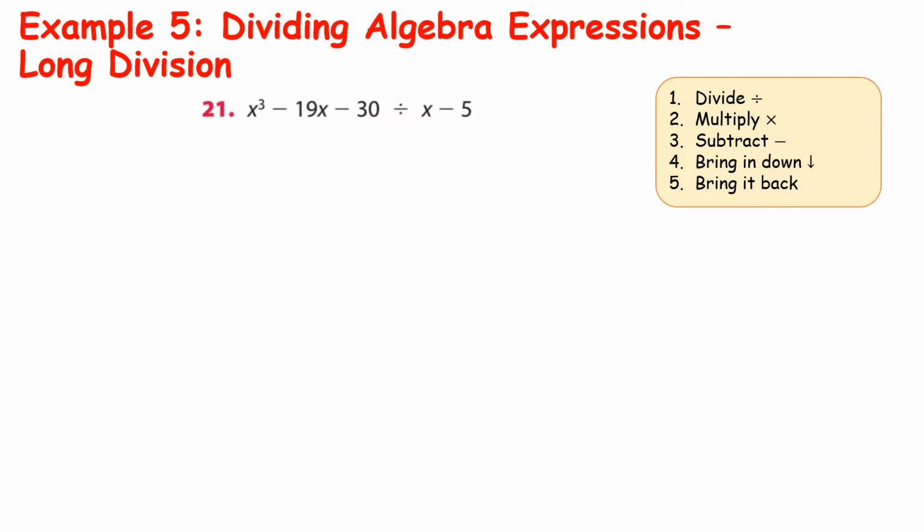So example 5. Now that we've seen that we have an extra step, I'm looking at what happens if the cubic does not have 4 terms. And this would be the same process we'd use if the cubic didn't have 3 terms. So we are being asked to divide x cubed minus 19x minus 30 by x minus 5. So what you might want to do is go straight into it.